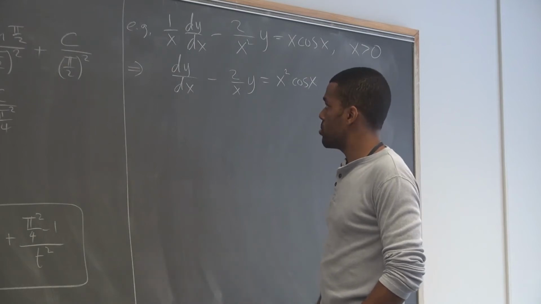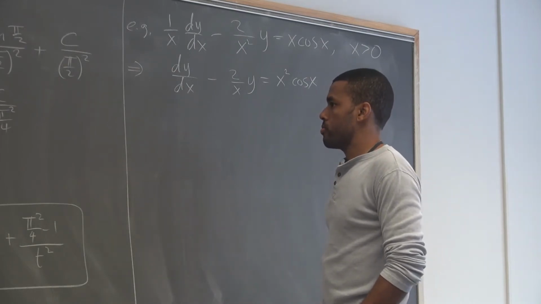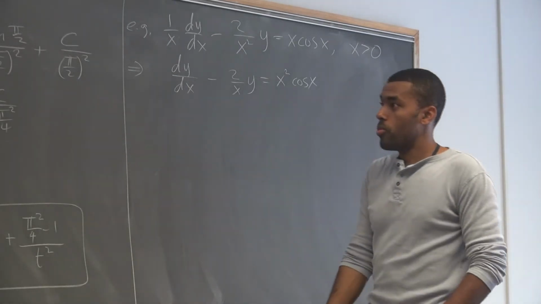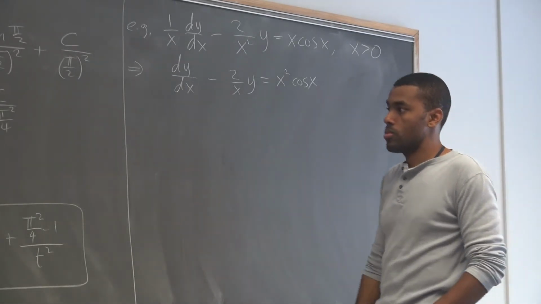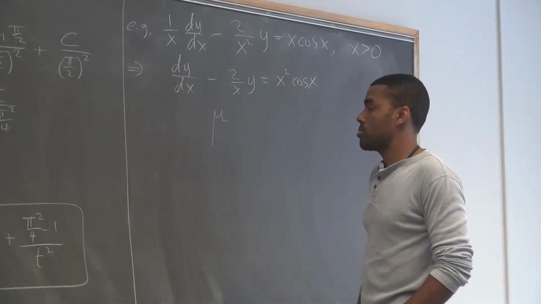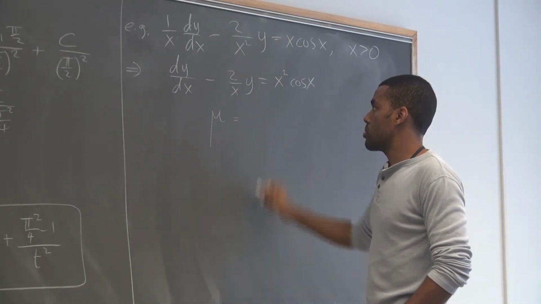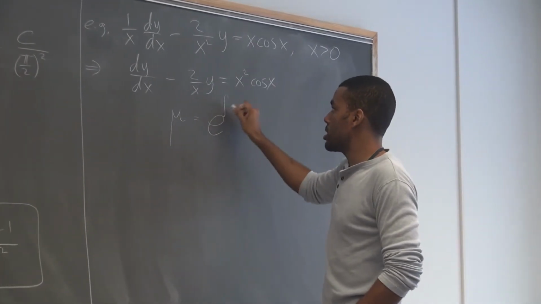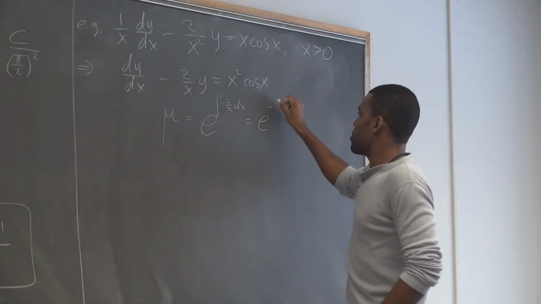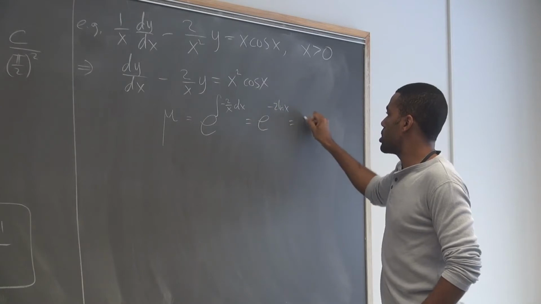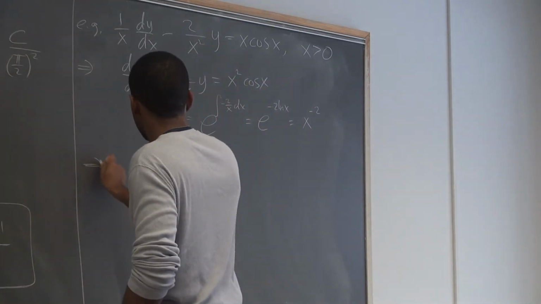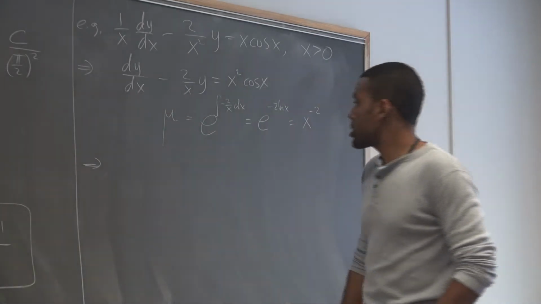Where would that go? So that would be for the integrating factor. Nope, that's not the integrating factor. What's the integrating factor? E. There's an exponential in there. E to the integral of that. Which is e to the minus 2 ln x, which is just x to the minus 2. Which means I can multiply through by x to the minus 2.